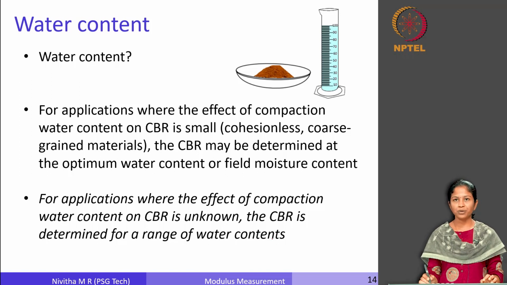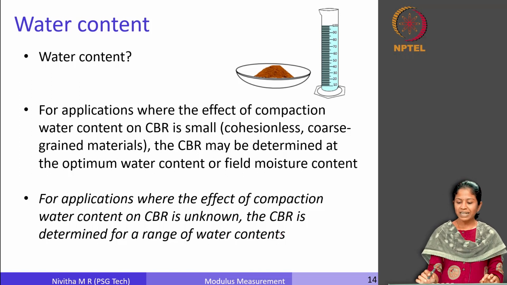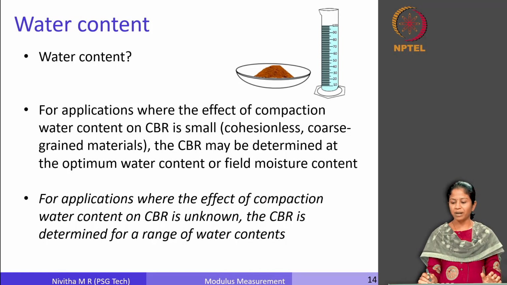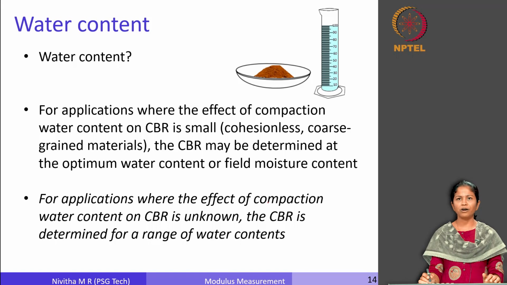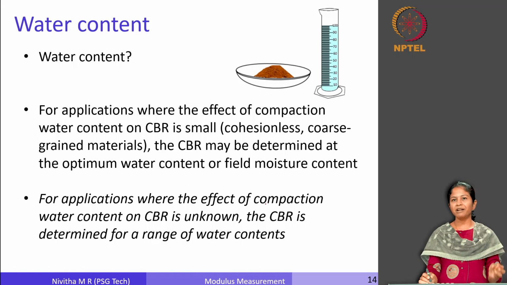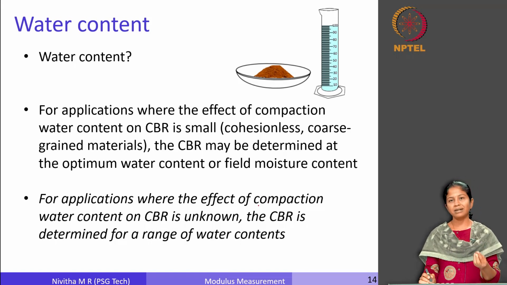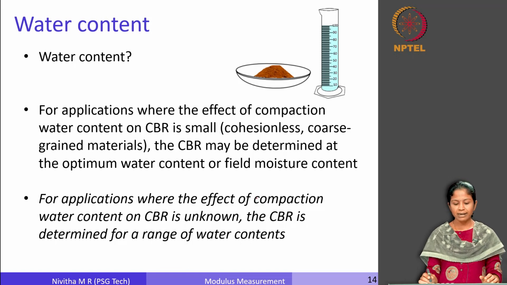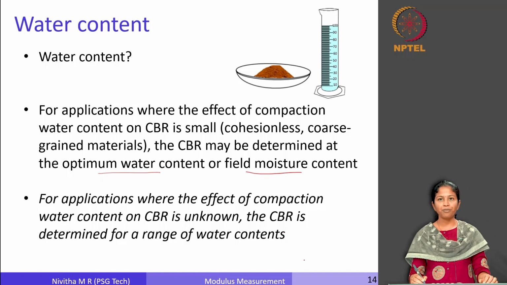So, how much water should I add to this soil? For applications where the effect of compaction water content is small, say for example, I have a cohesionless soil or a coarse grained soil wherein if I vary the water content, the CBR is not going to vary much, for those cases we can determine it at optimum water content, right. IS 2720 specifies to conduct this test at optimum water content or at field moisture content. But you can also do it for a range of water contents.